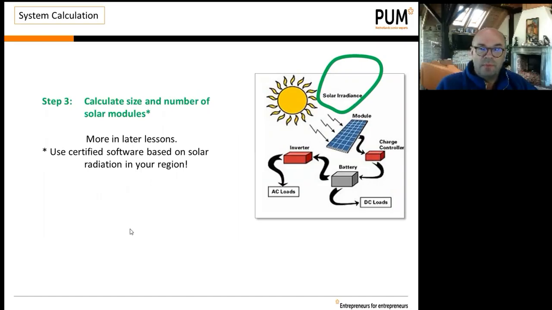So basically, this is the system. And it all starts with how much radiation there is, how much energy is generated by the sun at the place where you live, like solar irradiance.